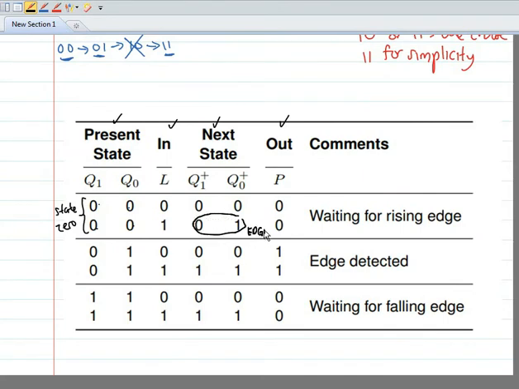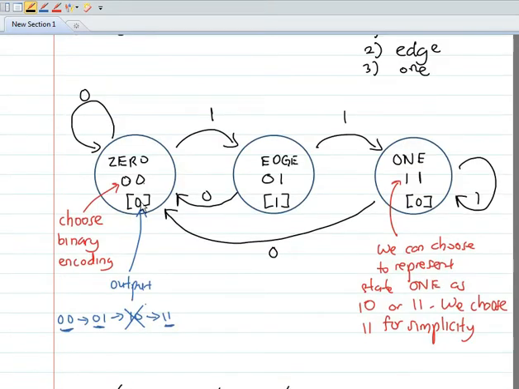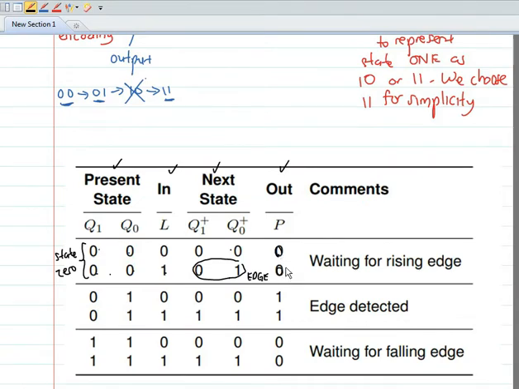E, D, G, E, right? So state 0, receive 0, stay in 0. State 0, receive 1, go to next state 0, 1. Output: while you are in state 0, your output is always 0, right? Your output is 0 when your state is 0. So you just fill in here 0, 0. Okay, can you see here 0? So just put 0 and 0 here.